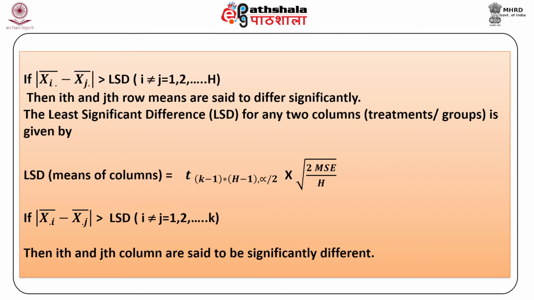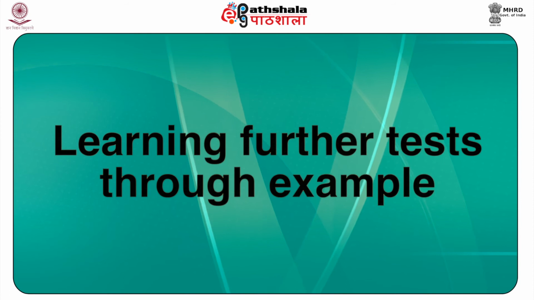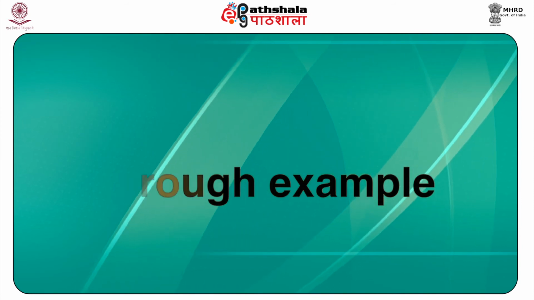where i is not equal to j and j is equal to 1 to k, then the ith and jth columns are said to be significantly different. So we are testing whether the two columns are different, or whether rows are said to differ significantly, or the columns are said to differ significantly. Let's do some learning of further tests through an example.